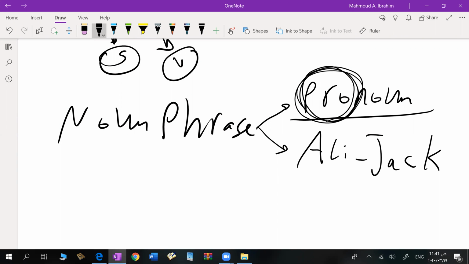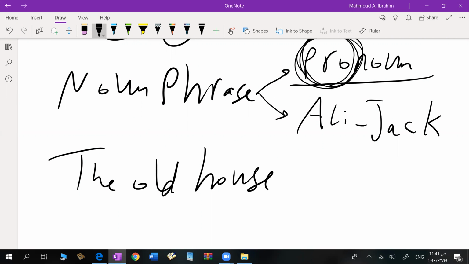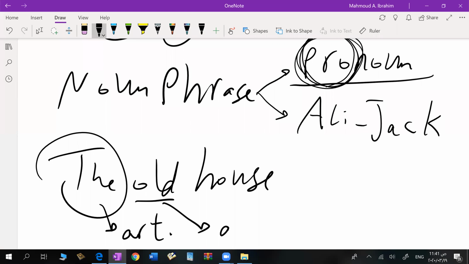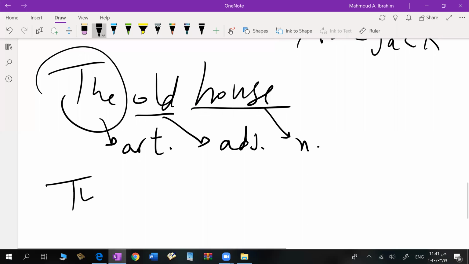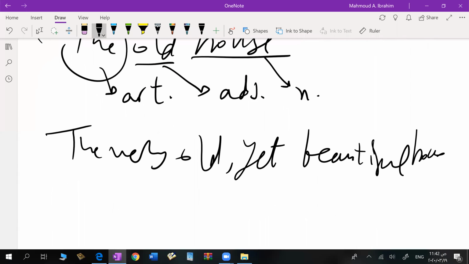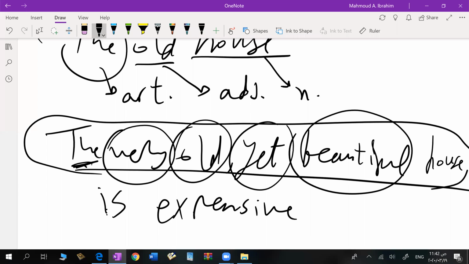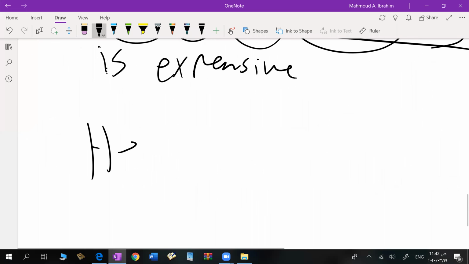It can be a noun with an adjective. It can be a noun with an article or an adjective. Like, for example, when you say the old house. Here we have an article, we have an adjective, and we have a noun. You can say the very old yet beautiful house is, for example, expensive. All this is the subject. We have here an article, the. We have here an adverb, which is very, an adjective, old, a conjunction, which is yet, another adjective, which is beautiful, and we have what by the end? A noun. Most important is that it must have a noun, because the noun is the head of the phrase.